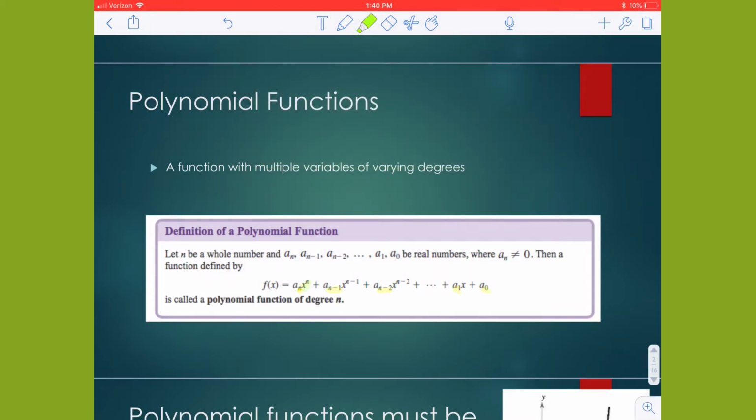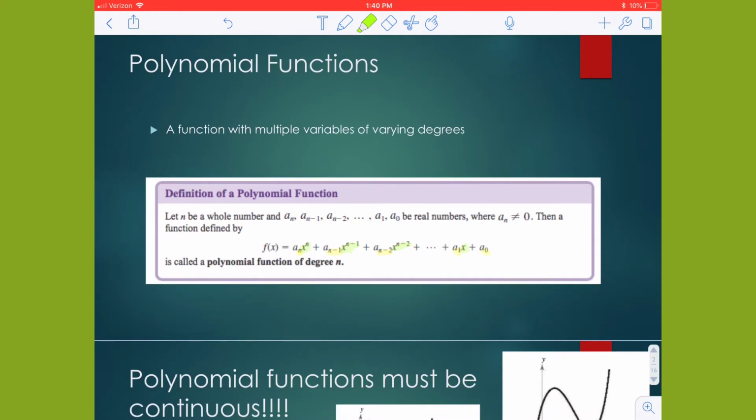I have my highest exponent, so maybe that's like x to the 10th, and then x to the 9th, x to the 8th, so on, all the way down to x to the 1st, and then x to the 0, which goes away because that's equal to 1. So essentially, this is just saying you're going in descending degree order. That format represents your polynomial function when you have multiple terms.